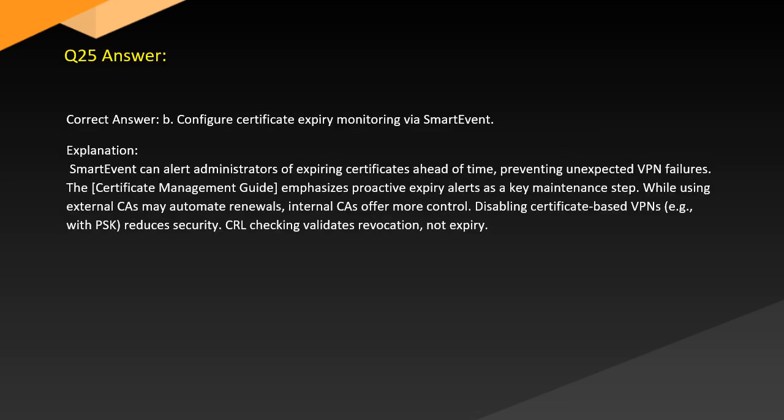Answer. Correct answer: B. Configure certificate expiry monitoring via SmartEvent. Explanation. SmartEvent can alert administrators of expiring certificates ahead of time, preventing unexpected VPN failures. The certificate management guide emphasizes proactive expiry alerts as a key maintenance step, while using external CAs may automate renewals. Internal CAs offer more control, not disabling certificate-based VPNs. PSK reduces security. CRL checking validates revocation, not expiry.